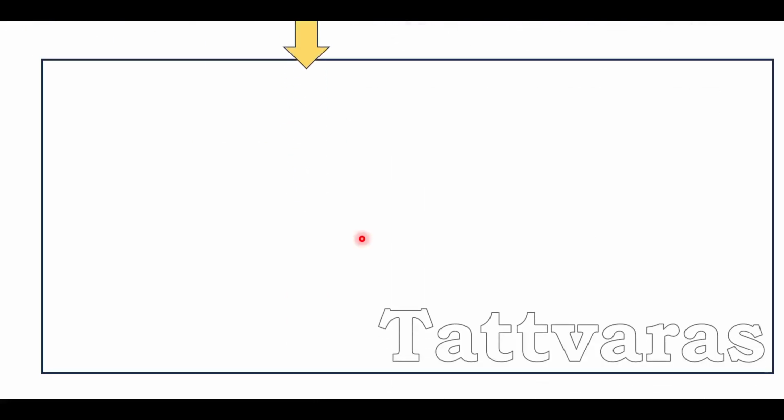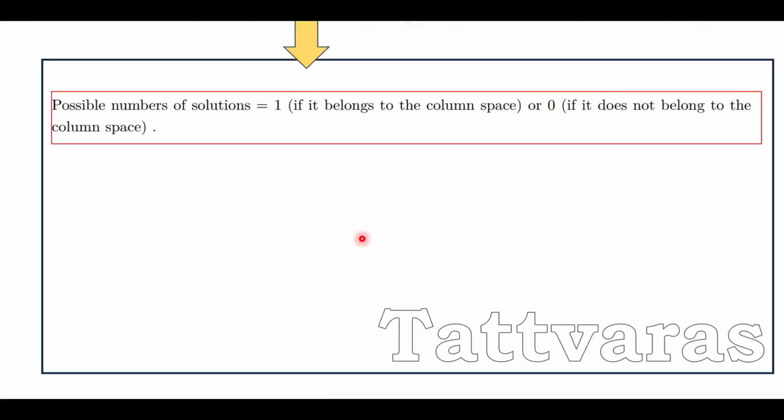That is quite simple. We can really say from this that the possible number of solutions is 1 if b belongs to the column space, and it's 0 if b does not belong to the column space, which actually proves our result.